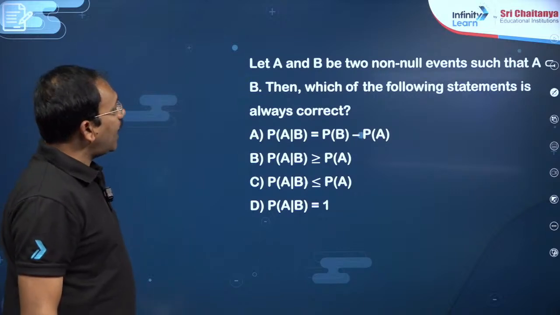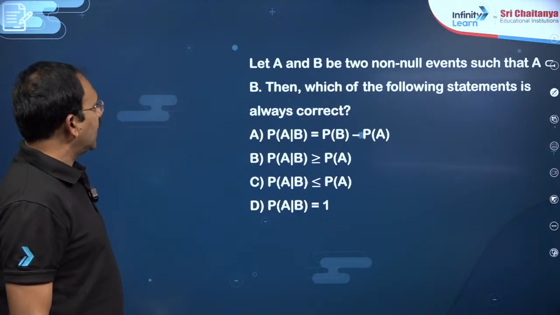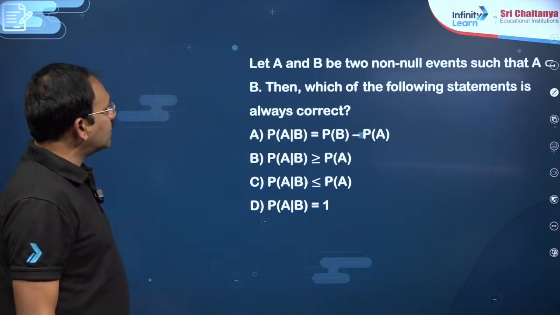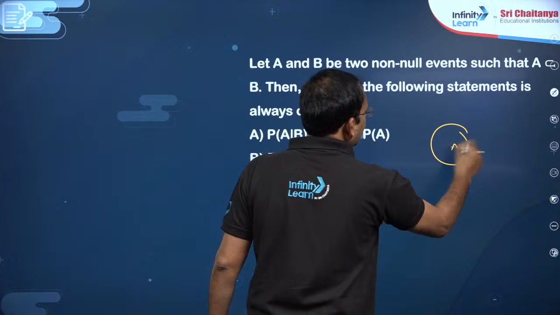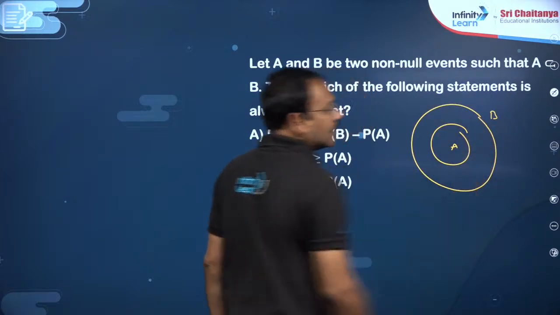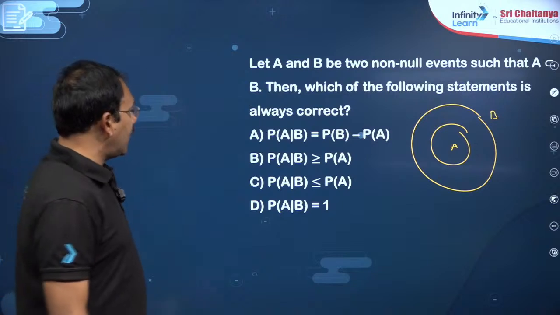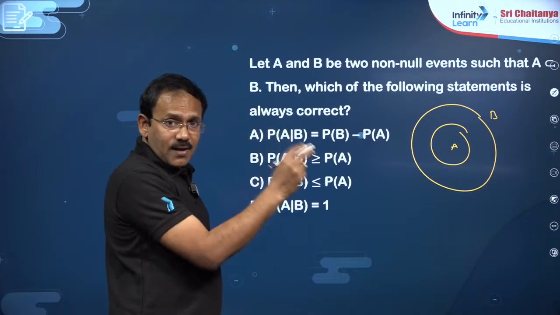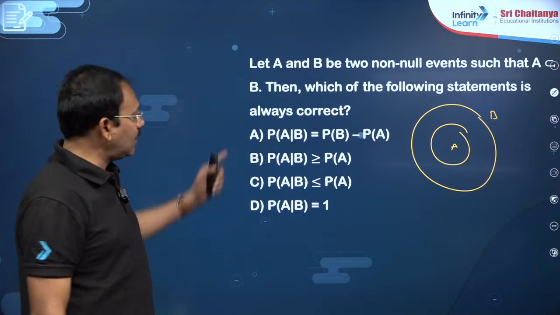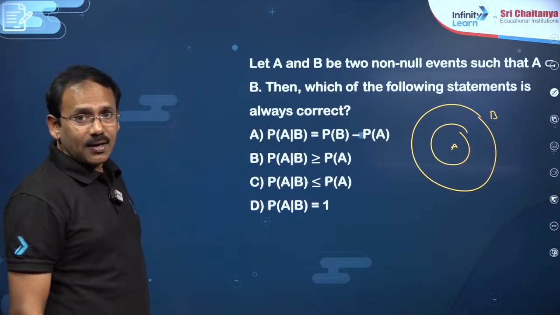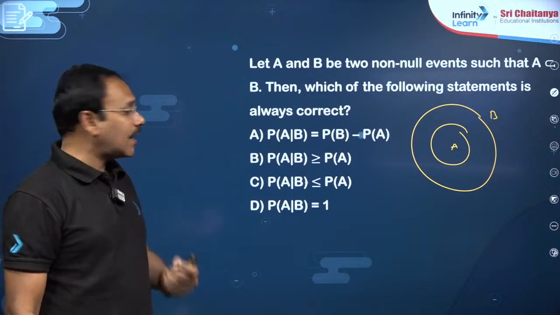Next, let A and B be non-null events such that A is a subset of B. Which of the following statements is always correct? If A is a subset of B, my dear friends, P of A must be less than or equal to P of B. P of A given B, that means B will happen, then what is the chance that A will happen? Sure, 1 it is. P of B minus P of A. Is this correct, dear students?